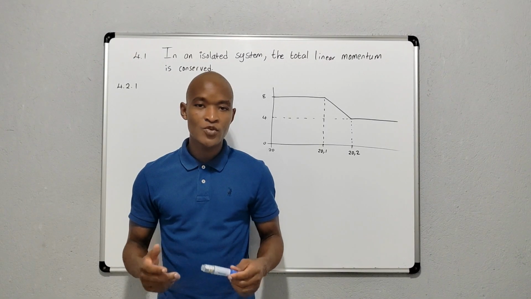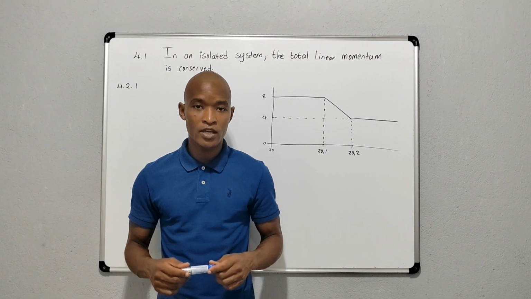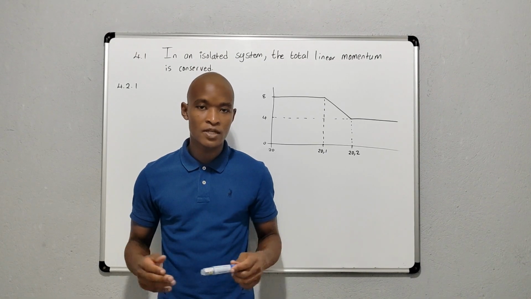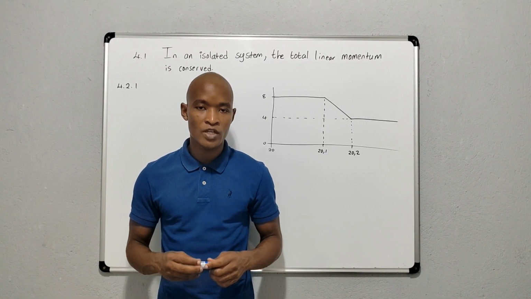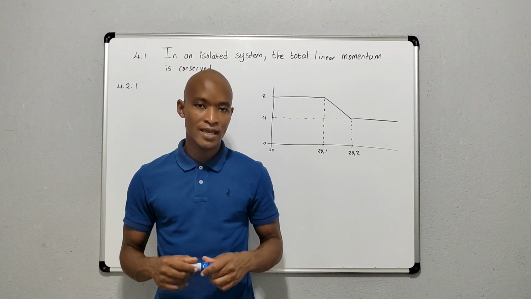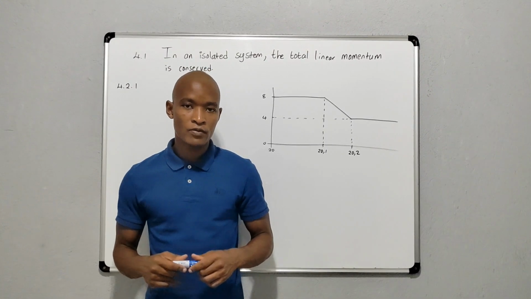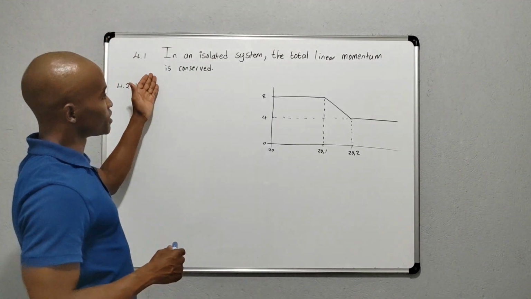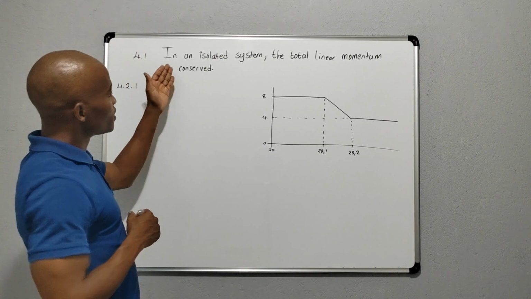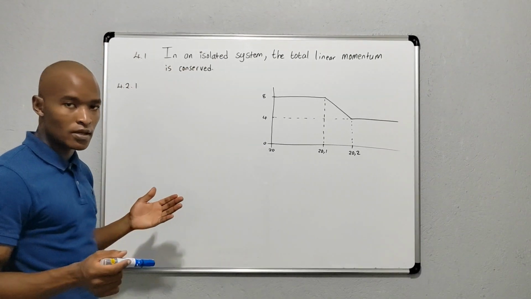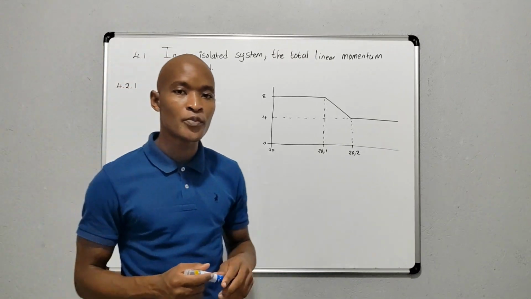Right, so as we know, the first question introduces the topic that will be assessed extensively in the subsequent questions after that. If you look at 4.1, we are asked to state the principle of the conservation of linear momentum. This is the statement that is expected from you: in an isolated system, the total linear momentum is conserved. It's a one-liner, no problem there.